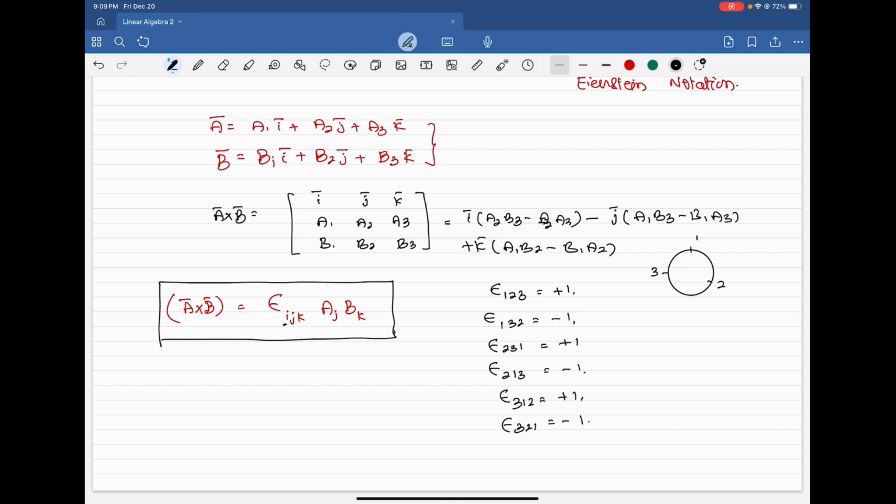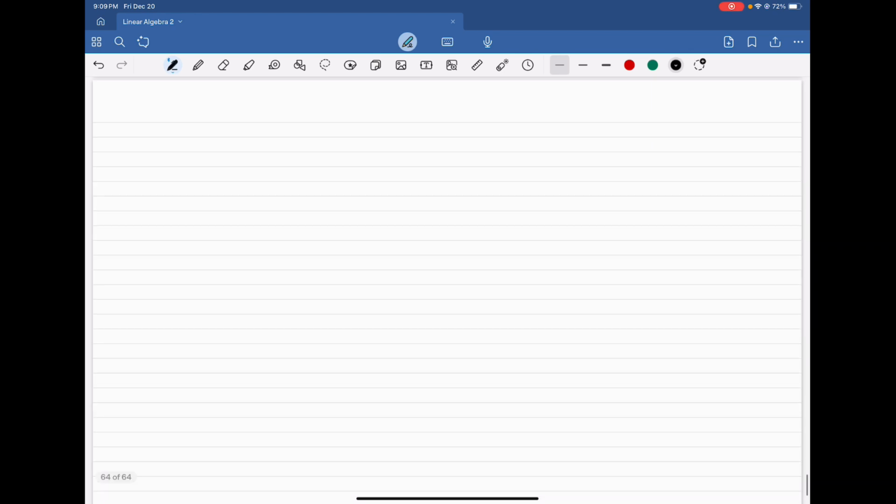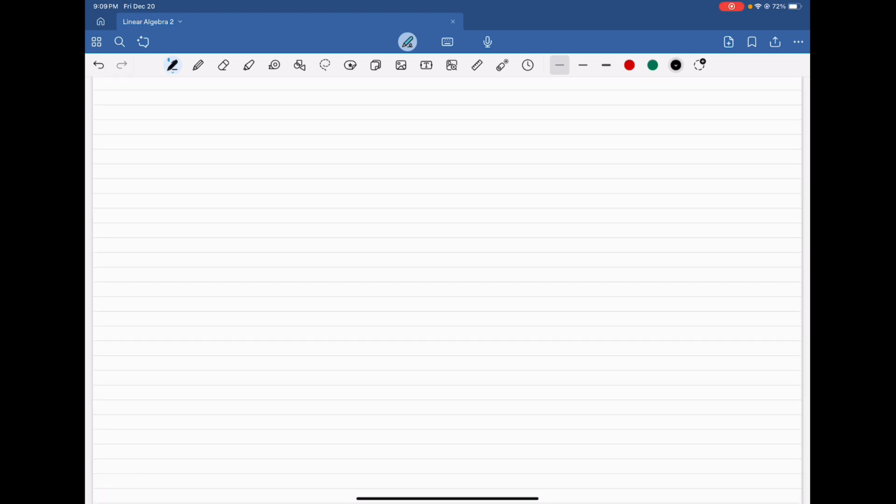Now when you expand this equation, A cross B is equal to epsilon IJK, I is left over, AJ, BK. It is a summation.